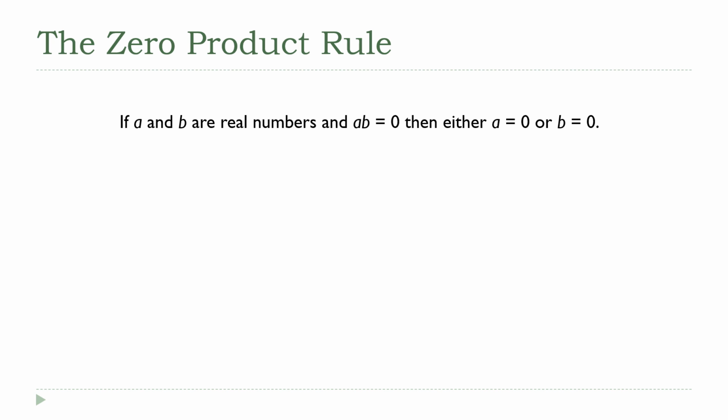Right? It says that if A and B are real numbers and the product of A and B is 0, then one of two things has to be true. Either A is equal to 0 or B is equal to 0. Right? And I want you to think about that for a minute. I want you to try doing this with numbers.